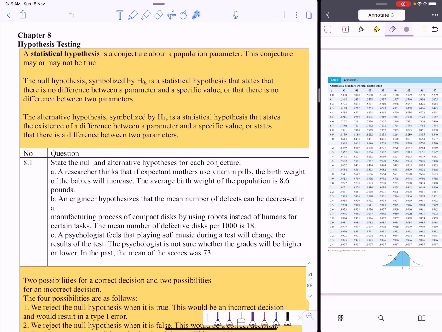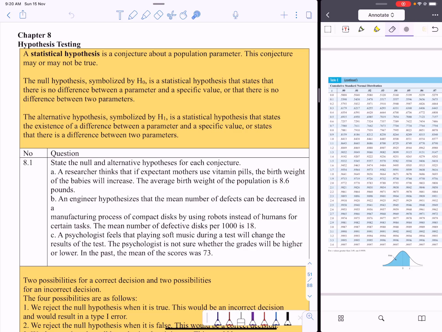If I'm not mistaken, it's about an early prediction, a conjecture about the population that we want to test, whether it's true or not. It's a statement about the population that we want to test: maybe it's true, maybe it's not. Then we have hypothesis testing.